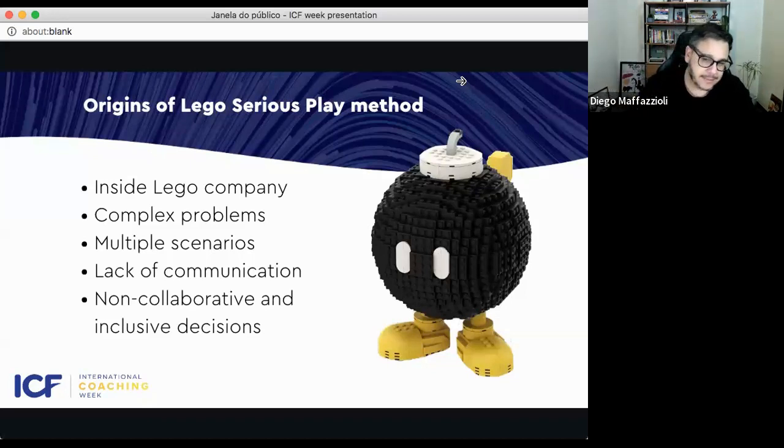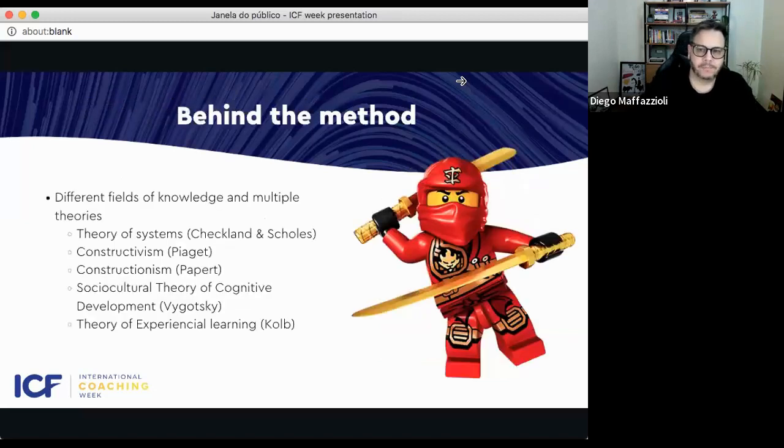And those are the main reasons that originated the Lego Serious Play method. And Lego made this method open source in the beginning of 2001, 2002, okay? Well, behind the method, and I won't go deep into the theories, but for your information, we have different fields of knowledge and multiple theories.